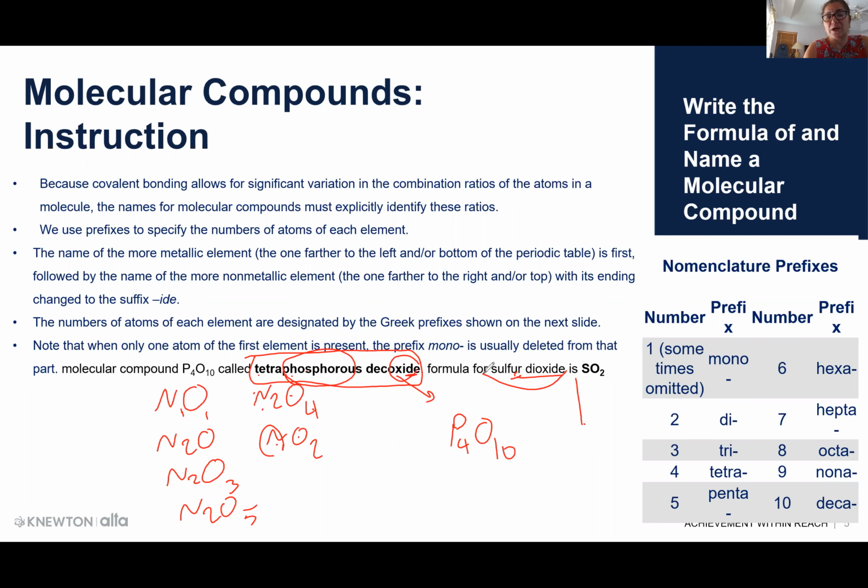For sulfur dioxide, we know that sulfur has lower electronegativity than oxygen, so sulfur should come first and oxygen last. How many sulfur? It doesn't say, so that means it should be 1, oxygen 2. You wish everything was this simple, right?